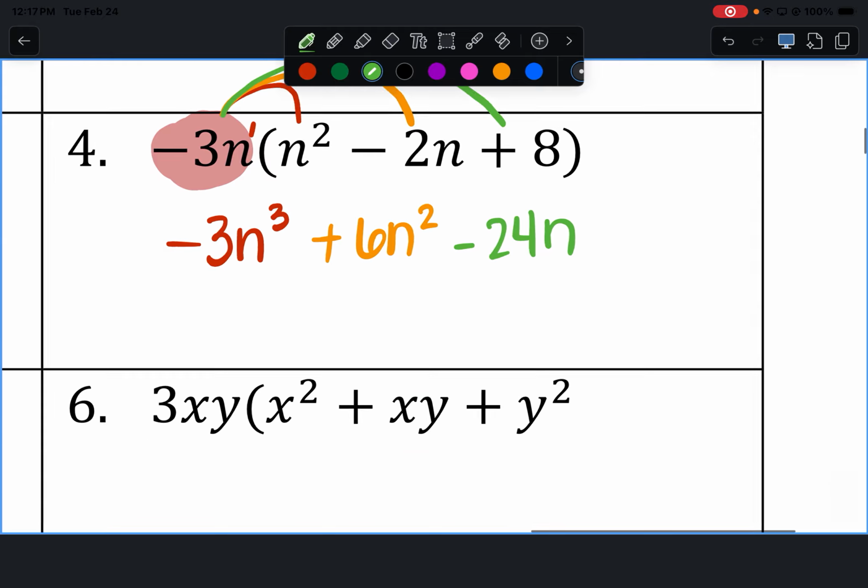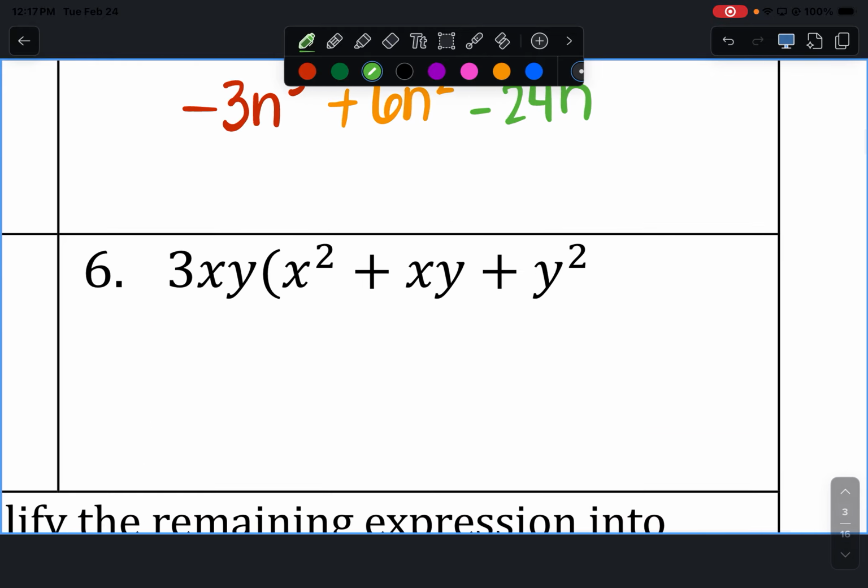So do you see how this right here is written as 3xy? That's how we're going to write any of these. We wouldn't ever write 3yx. We just do alphabetical with that. What do I need to multiply this by first? So what is 3xy times x squared? 3x cubed y.